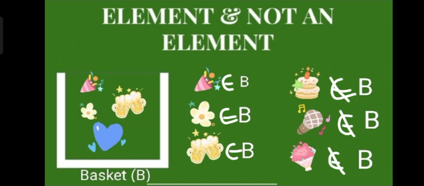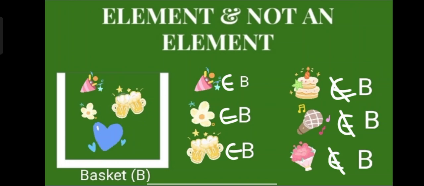So the birthday pop, we can clearly see that in this basket. Since it is difficult to write "basket" every time, we abbreviated it as B. We denoted this as a set and the name of the set is B. This basket contains a birthday pop, so birthday pop element of B. Element of or belongs to, that's how we read this symbol. Birthday pop element of B or birthday pop belongs to B.